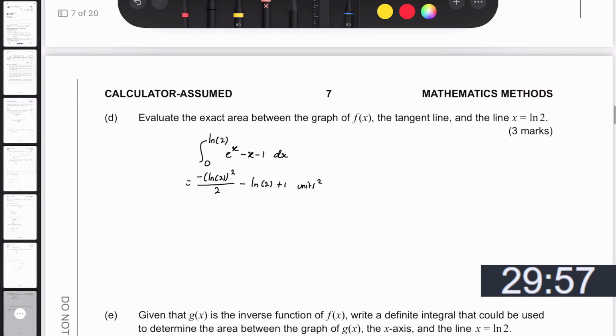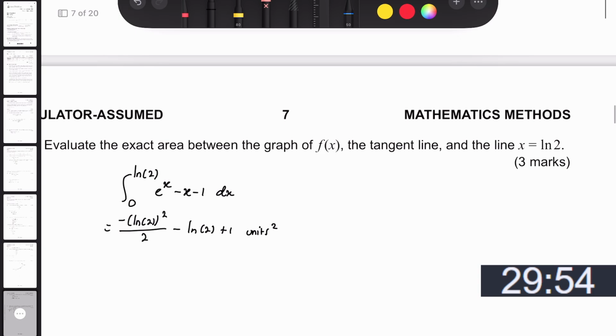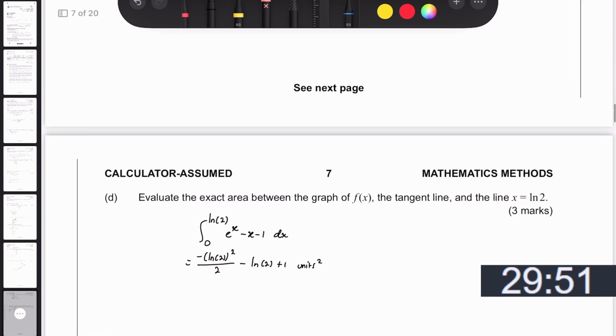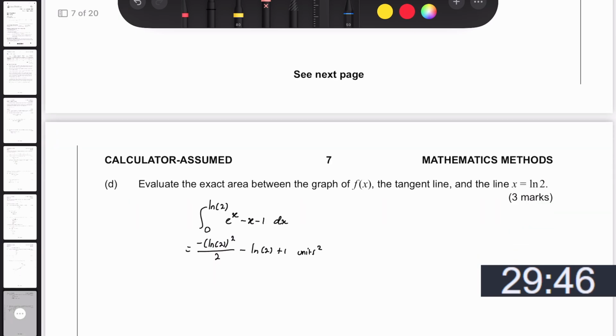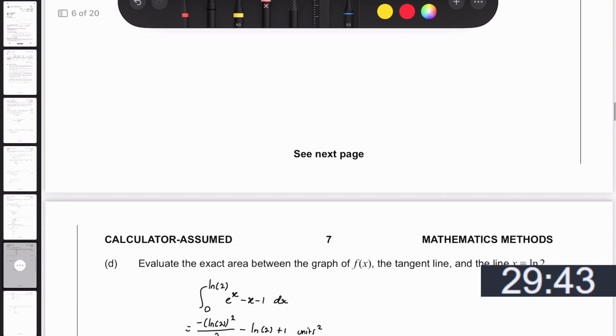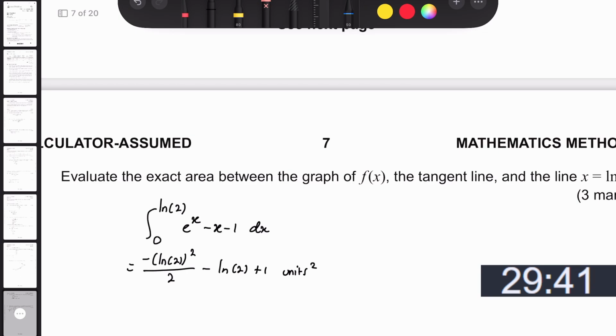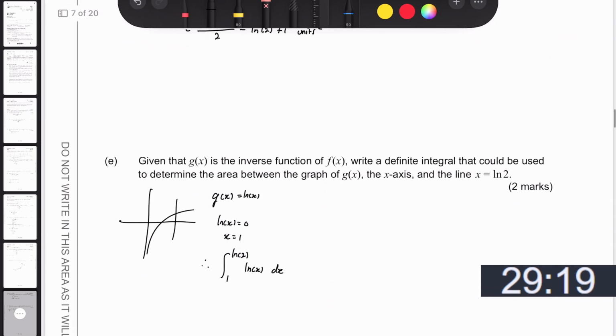And find the exact area between the graph of f of x, the tangent line, and the line x equals ln of 2. So the tangent line is below it, so it needs to be minus that. So let's go integral from 0 to ln of 2. Well, we're going to have e to the x minus 1 because it's been taken away. And then what's the exact area? So negative ln of 2 squared over 2 minus ln of 2 plus 1 units squared.